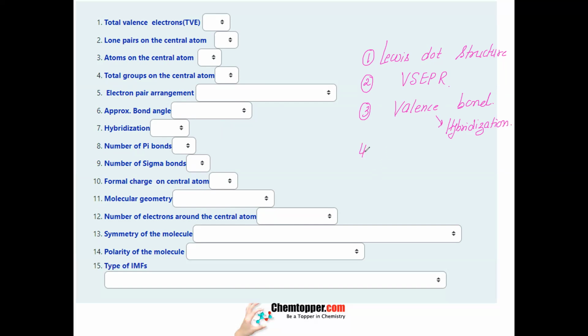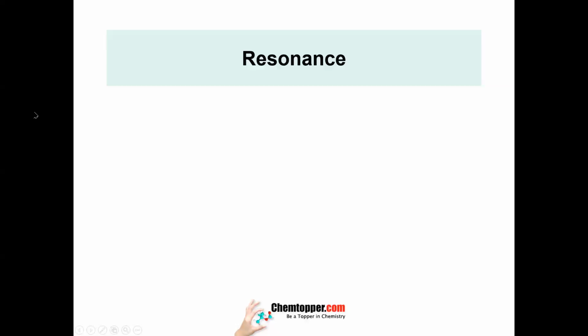Now, the fourth topic related to the same thing is resonance. It's a very small topic, it's not difficult. You all already know the meaning of sigma and pi bonds. So we are ready for resonance. Now, what is resonance? Okay, children. I'm giving you CO3 2 minus. Can you draw the Lewis dot structure?